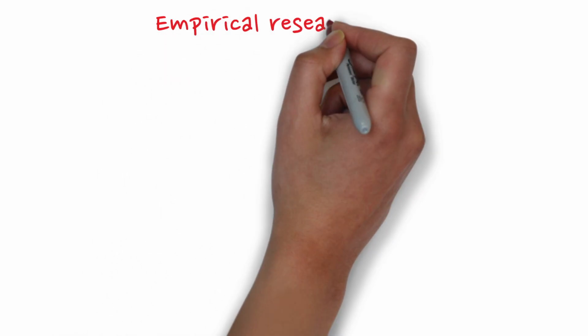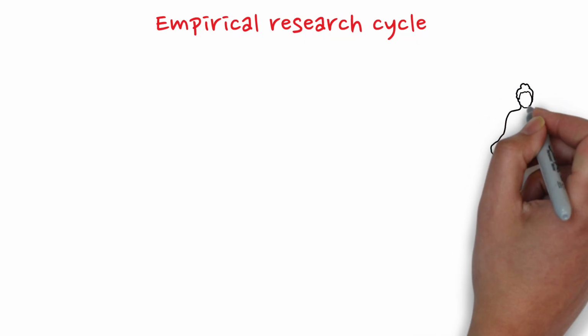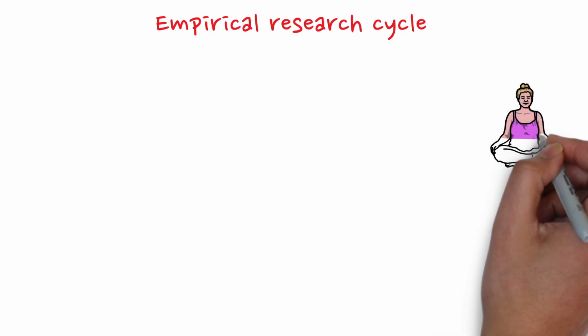Today we will talk about the empirical research cycle. It follows a systematic cycle with 5 main stages. Imagine a researcher who is curious about whether short daily meditation sessions can reduce stress levels among university students.